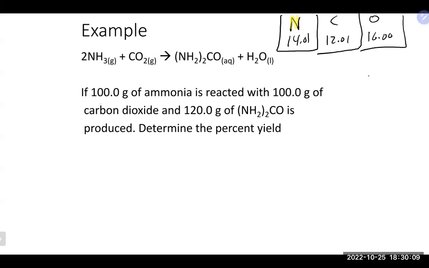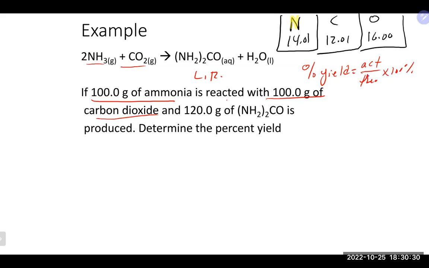We're going to react 100 grams of ammonia with 100 grams of carbon dioxide. So we are definitely given enough information to get the moles for each of them. So once again, this definitely is a limiting reagent problem. We're ultimately looking for our percent yield here, which is our actual over our theoretical times 100%. In this particular case, we actually produced 120 grams. So we do have the top number. Obviously, the theoretical yield is something that we do need to calculate.